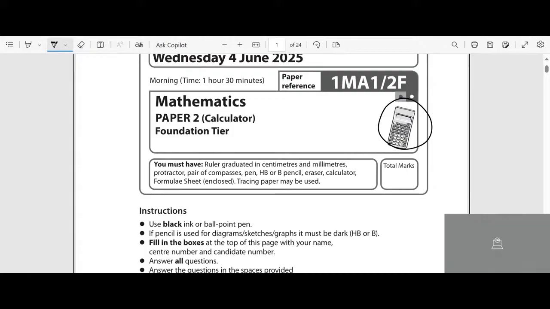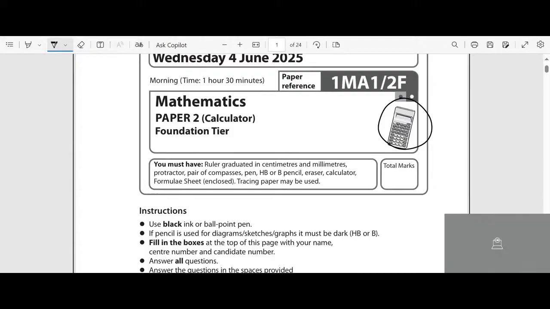Then also a very crucial instruction on this paper is that you are supposed to be answering all questions, and you can see the word all has been put in bold to mean that it is compulsory, it's mandatory, it's highly recommended that you answer all the questions as instructed by the examiner.